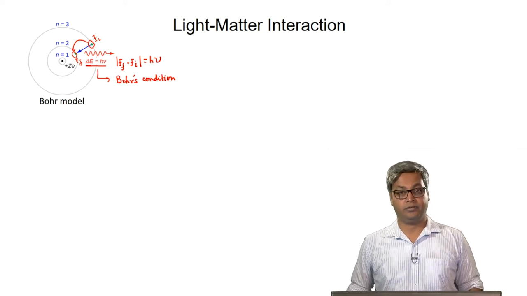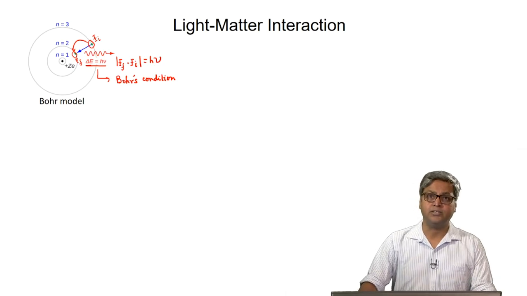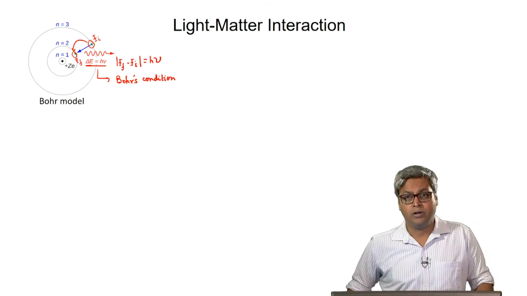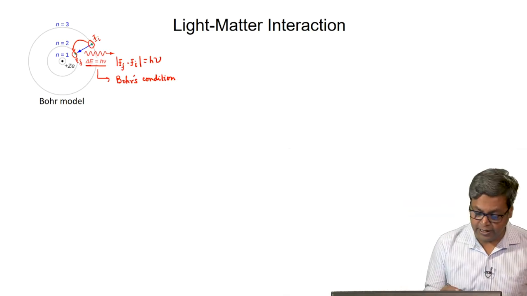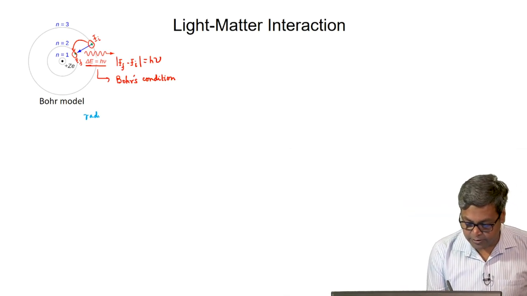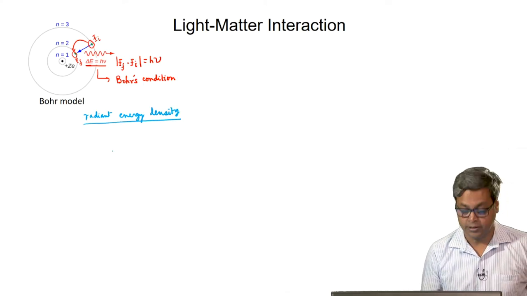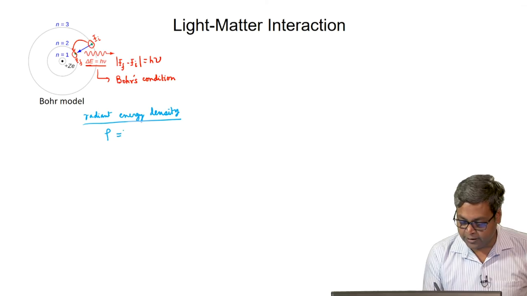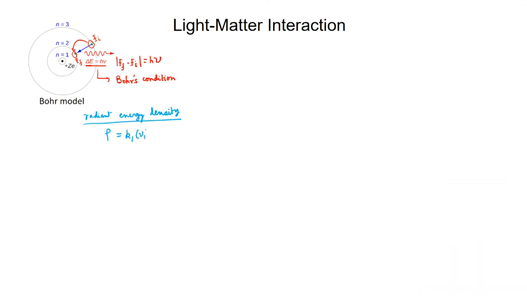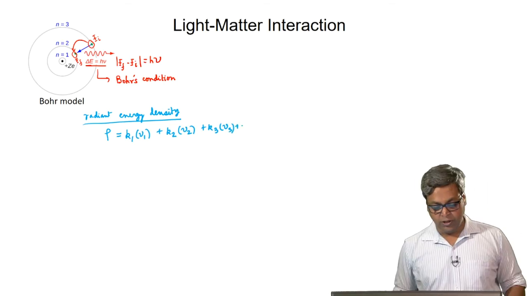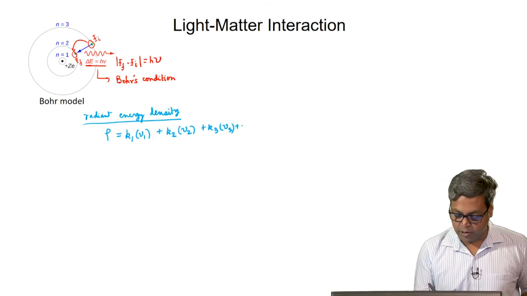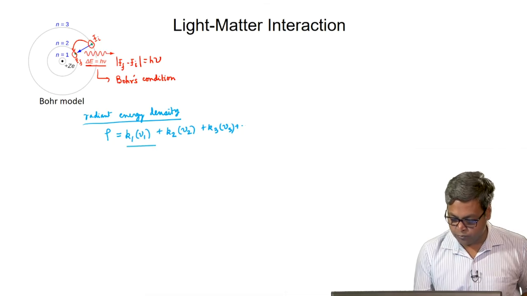with the right frequency. So, as light can consist of more than one frequency, we can write the total radiant energy density. Let us say this radiant energy density is rho. So, we can write this as k1 nu1 plus k2 nu2 plus k3 nu3. This means this radiant energy density has multiple frequencies, one with nu1, one with nu2, one with nu3.